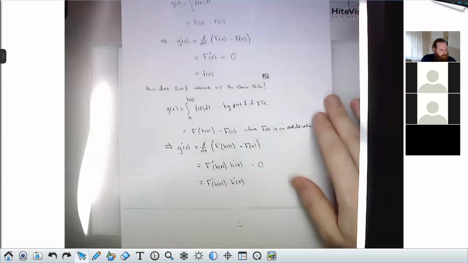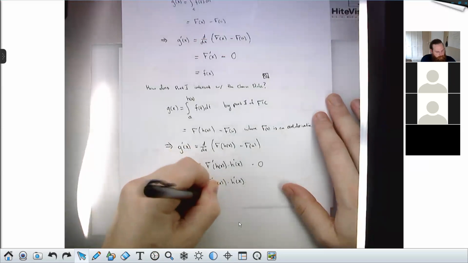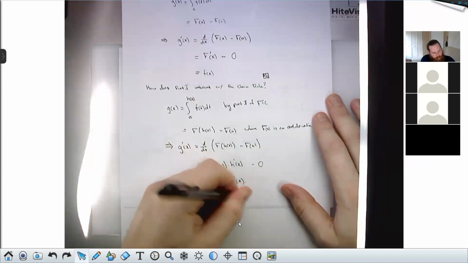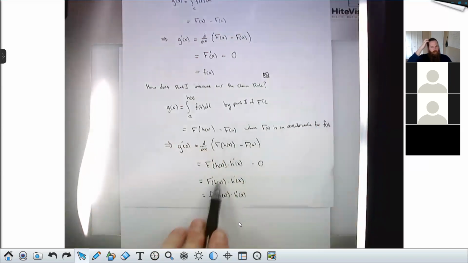So I'm sorry, I should finish this here to make this easier to understand. This is little f of h of x times h primed. I encourage everybody, go ahead and add this last line here, because it helps us see what we're doing. You take the function up here, plug it into this guy, and then you multiply by the derivative of this function. Here, capital F primed is little f because capital F is an antiderivative for little f.